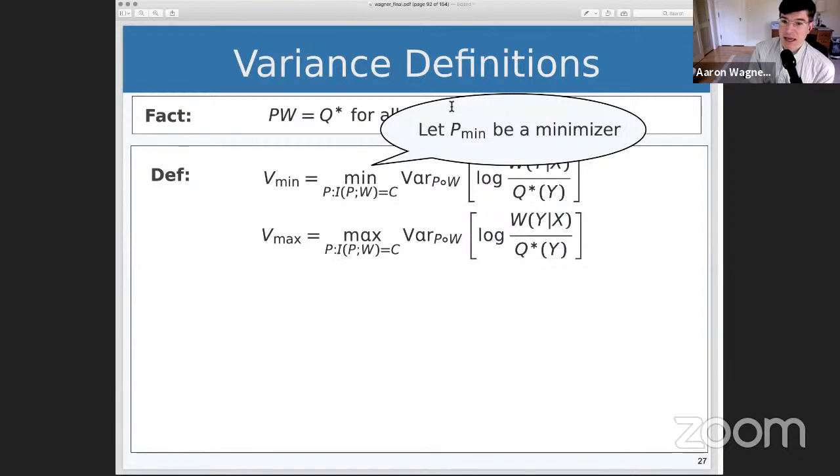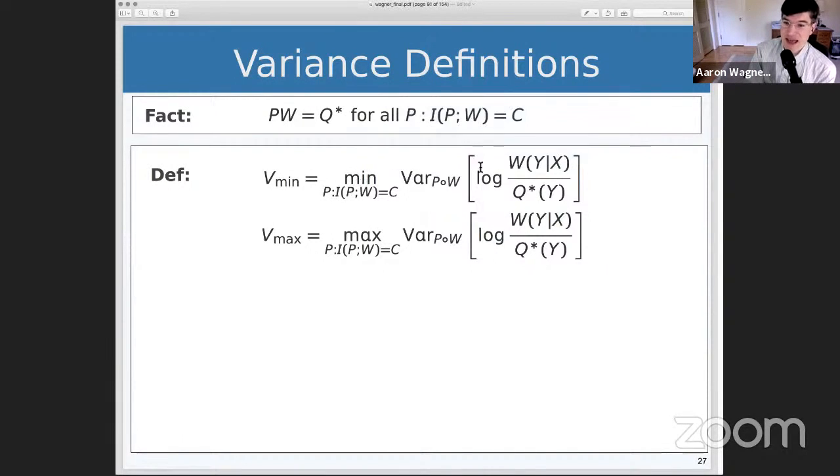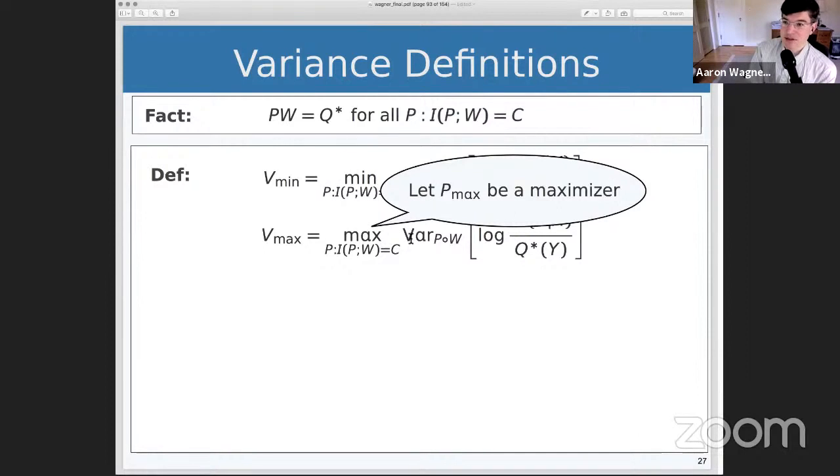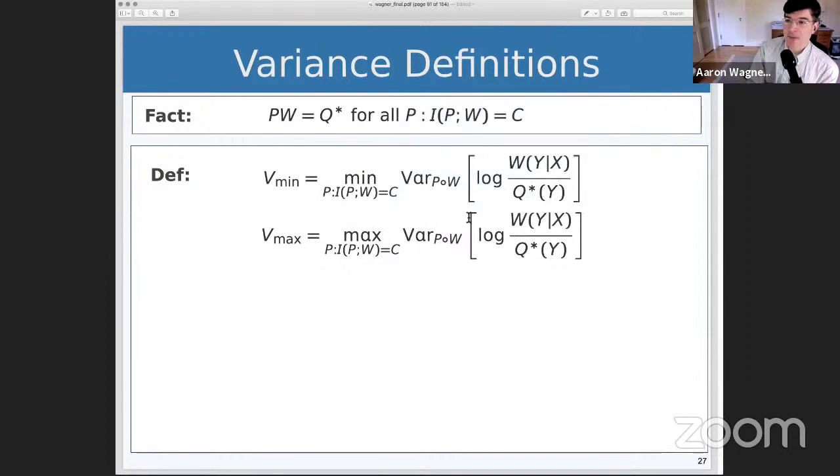Okay, and a little bit more notation. We're almost done with the notation here. We'll let P min be the input distribution that is capacity achieving and minimizes this quantity, and P max be likewise the maximizer. Any capacity achieving input distribution will give you the same mean for this quantity, but we want to consider the variance, and they can have different variances.